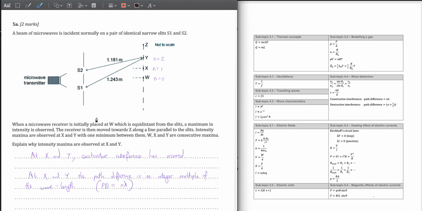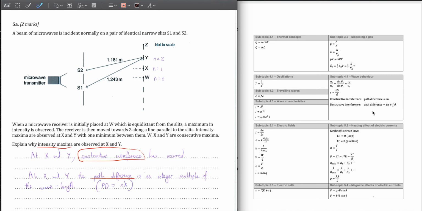First thing we want to do is explain why intensity maxima are observed at X and Y. The reason for this is because constructive interference has occurred. So in your answer, you need to express that there is some constructive interference, and then explain why. Why there is constructive interference here is because these two waves have traveled different distances. They have a path difference.